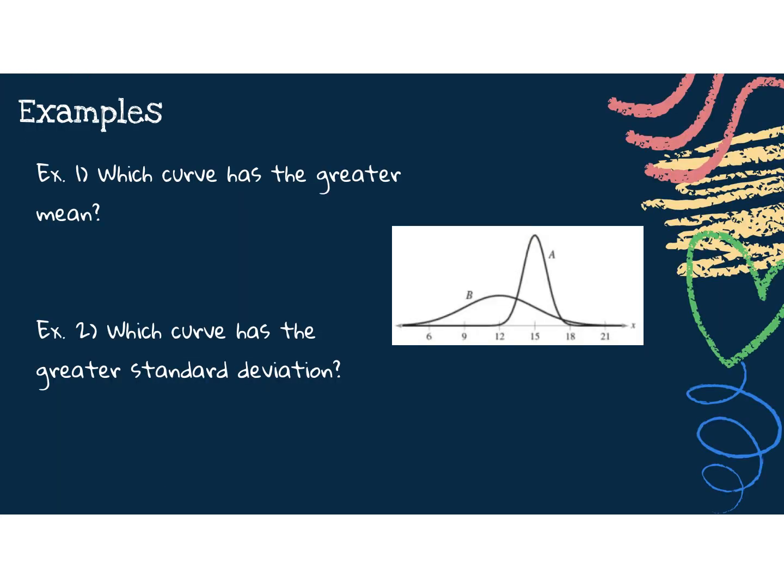Okay, here's an example. Which curve has the greatest mean and which one has the greater standard deviation? Go ahead and pause and try to figure out your answer and then come back. Okay, hopefully you got a chance to try those examples. The curve with the greatest mean would be A. You can see from those blue dotted lines, those lines of symmetry are our means, and A has a mean of 15, while B has a mean of 12. Which curve has the greater standard deviation? That would be B. You can tell that B is more spread out. Those inflection points are further away from the mean than they are on A.